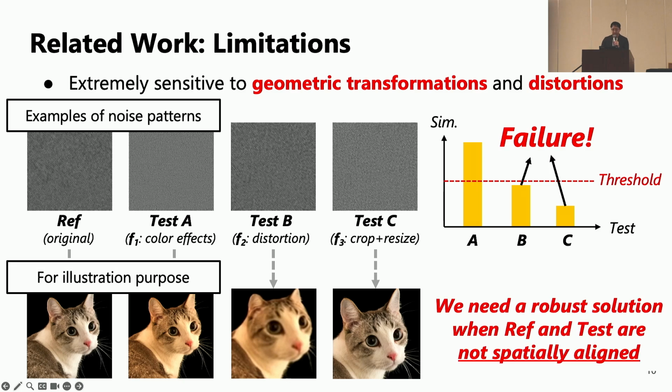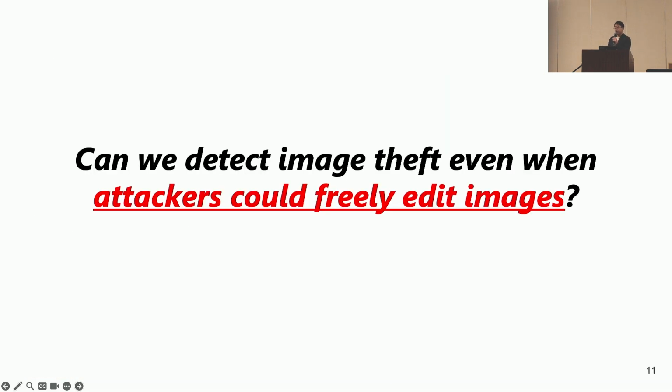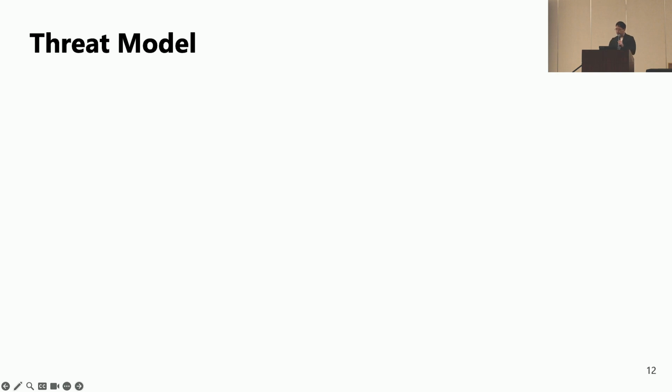This happens because these methods assume the reference and test patterns are perfectly aligned in space. But in real-world cases, that's often not true, right? Because attackers could freely edit the images. Hence, we ask the following question: can we detect image theft even when attackers could freely edit the images?